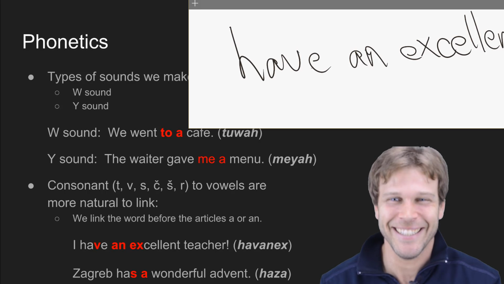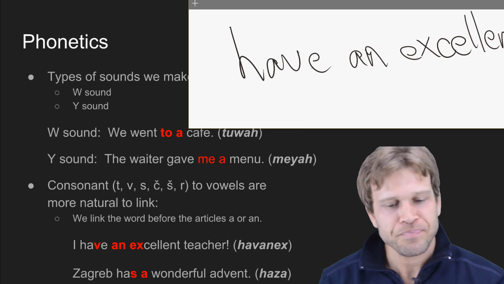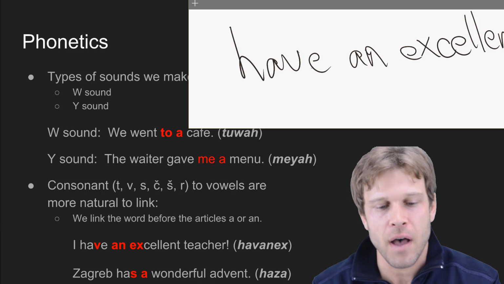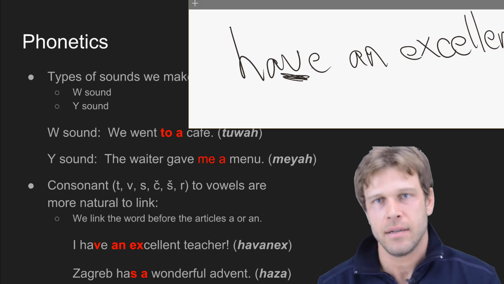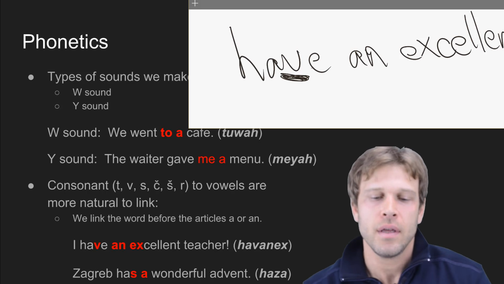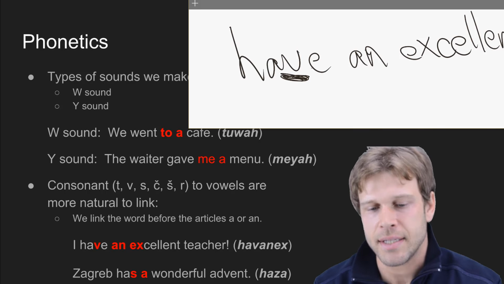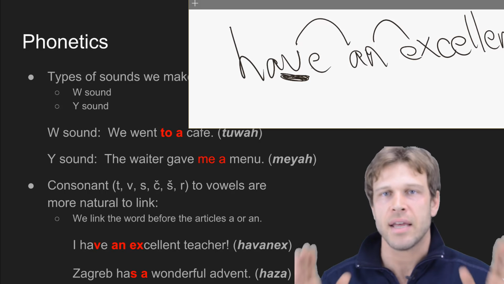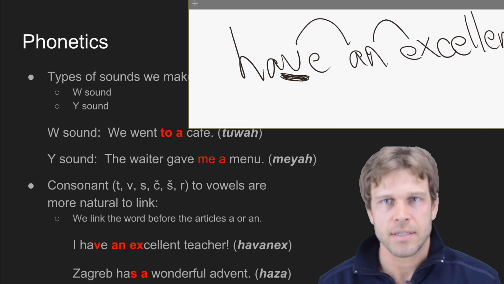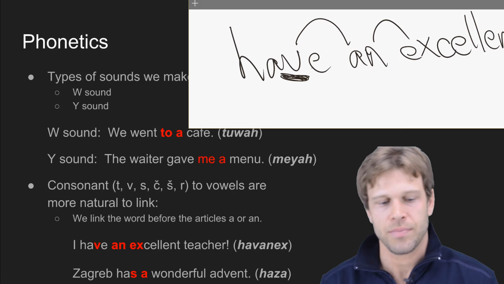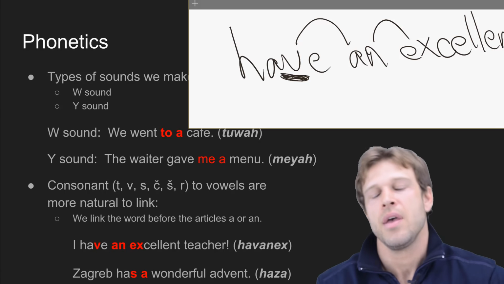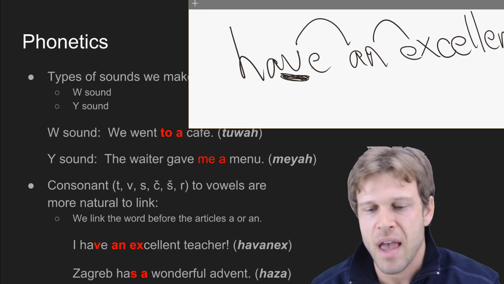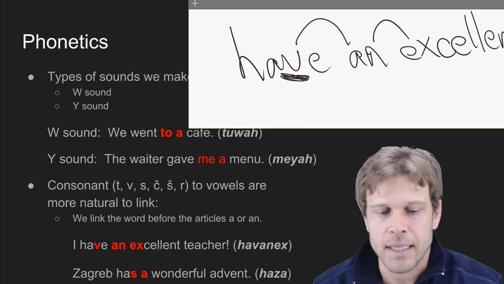Okay? All right, now, this is an example. Have, v. Okay? Have an. Okay? Have an. All right? Have an excellent. That is one word. Okay? We say that as one word. I have an excellent teacher. Excellent teacher.